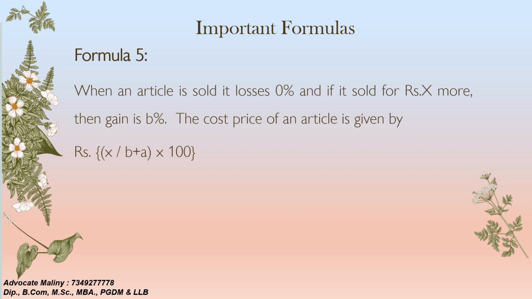This is the fifth formula. When an article is sold, it loses A percent, and if it is sold for rupees X more, then it gains B percentage. What is the cost price of the article? So it is a similar formula: X divided by (B plus A), into 100. The difference between the previous formula and the present formula is in the sign.